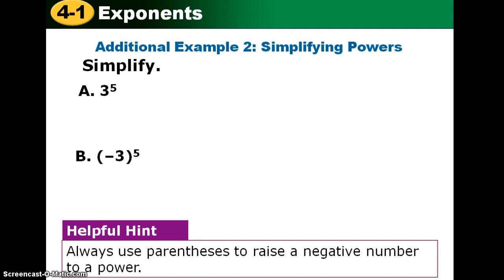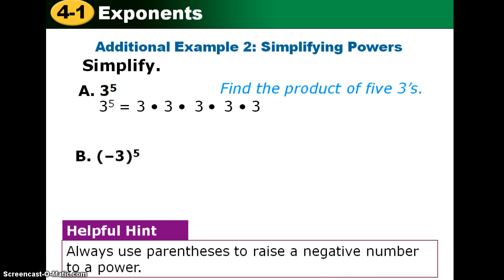Simplify. Now we're looking to find out what these values actually are as a single number. So if we want to simplify 3 to the 5th power, it's multiplying the number 3 5 times. 3 times 3 times 3 times 3 times 3, which is 243.